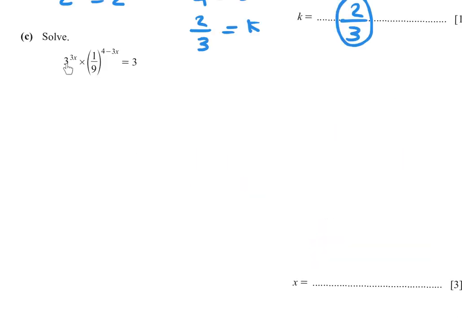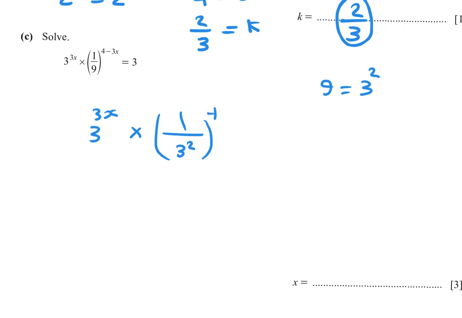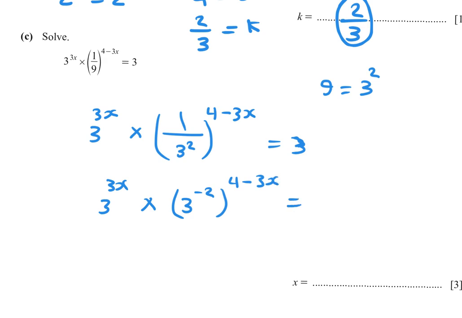Now see, 3 power 3x times 1 over 9 power 4 minus 3x equals 3. We have a 3 and we have 9. So we can write 9 as 3 times 3 or 3 power 2, because I need to have the same base. So 3 power 3x times 1 over 3 power 2, all power 4 minus 3x equals 3. 1 over 3 power 2 can be written as 3 power negative 2. So 3 power 3x times 3 power negative 2, all power 4 minus 3x, equals 3, which is 3 power 1.